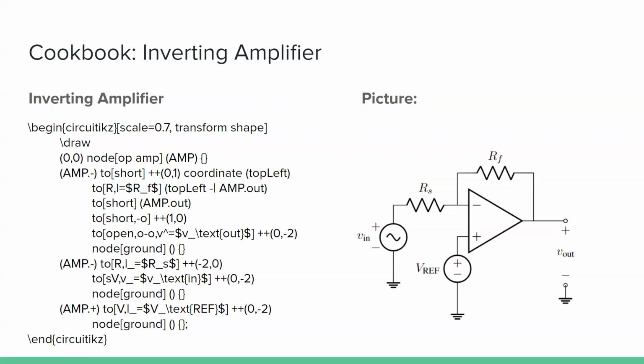If you add a C in front of V, for example, it gives you a dependent voltage source. In this case, SV gives you this voltage source with an S in between, which might stand for AC or something. Then I'm sending this voltage source end to where it is 2 units lower than where we are now. And last but not least, I do the same thing for VREF.